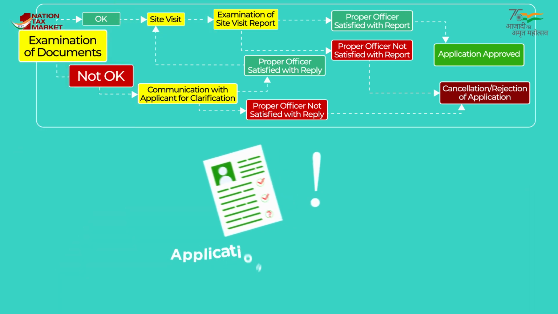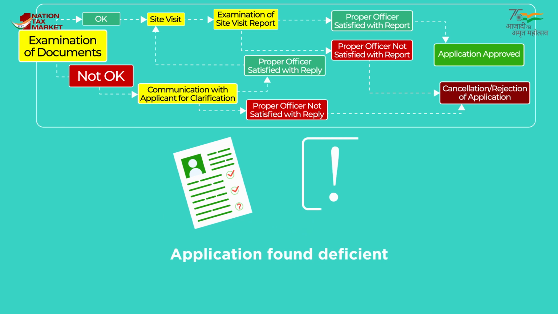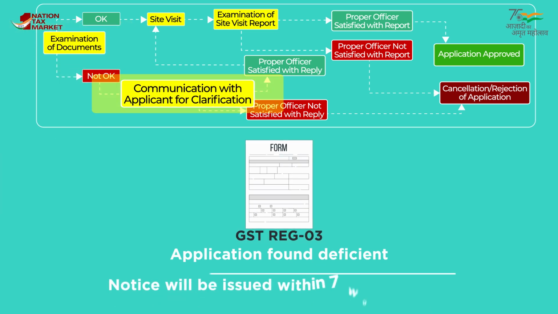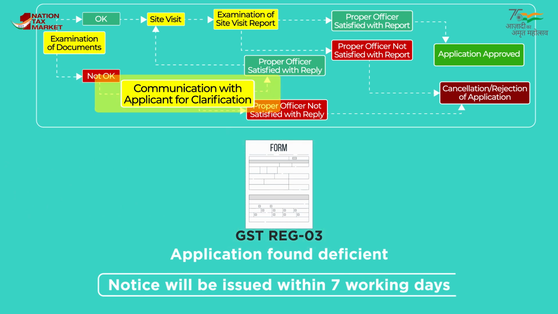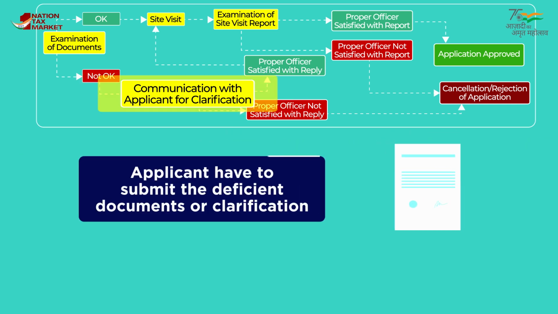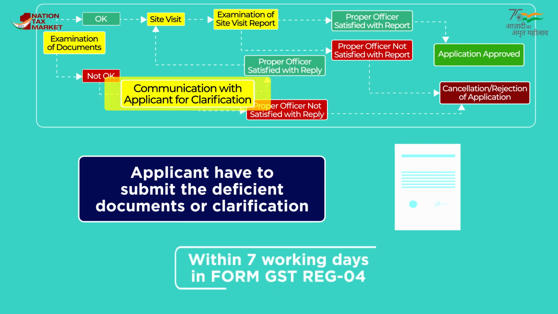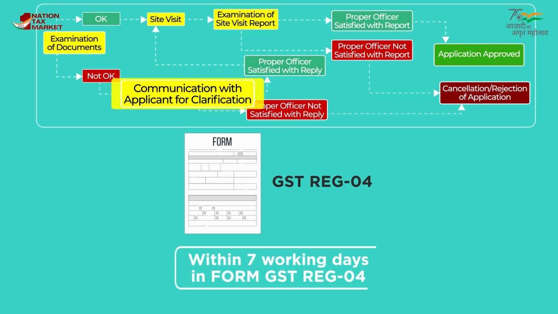Where the application is found to be deficient or any clarification is required, a notice in Form GST REG-03 is issued to the applicant within 7 working days. Thereafter, the applicant will have to submit the deficient documents or clarification within 7 working days of issue of notice in Form GST REG-04.